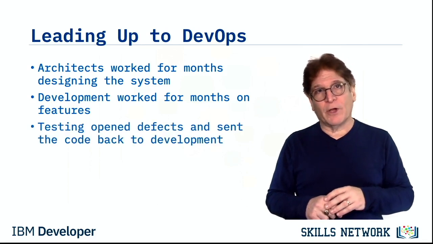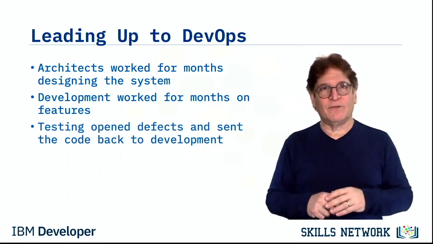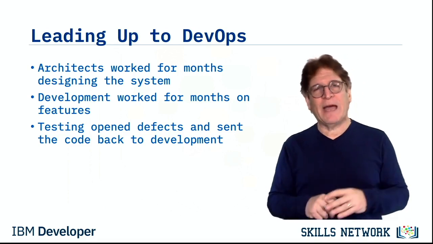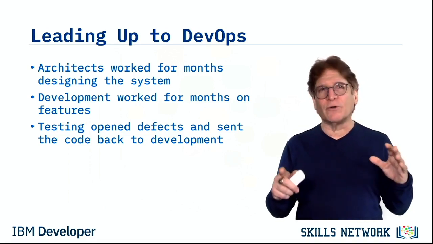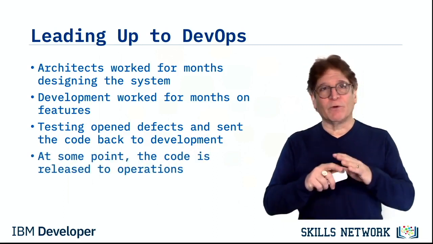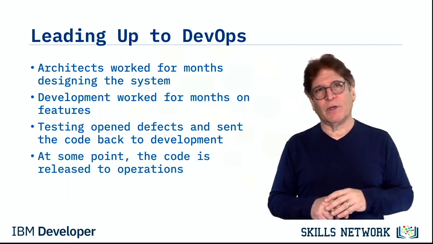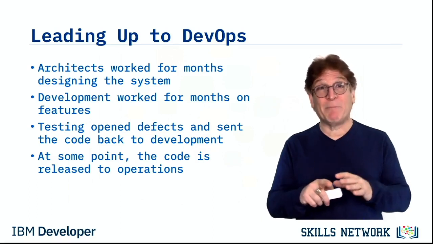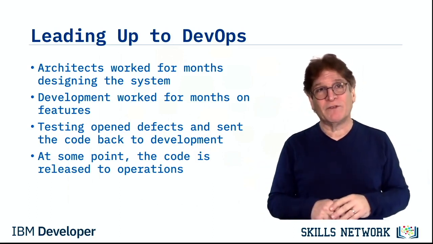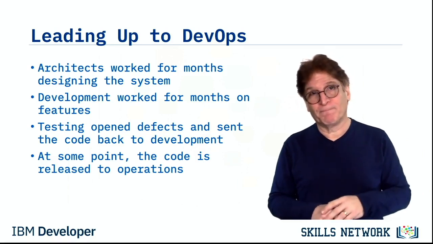Once we developed all the code, we'd get to the testing phase, and we'd test all the code at once. And testing would open defects, send the code back to development until no more severity 1 or 2 defects were found. At some point, development would release the code to operations for deployment. This release to deployment would happen several months after the code was written, maybe even a year later. Some of these projects took up to 2 years.